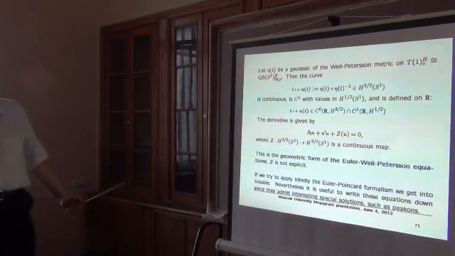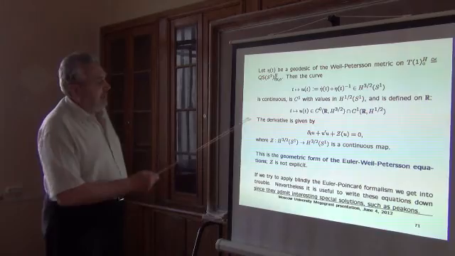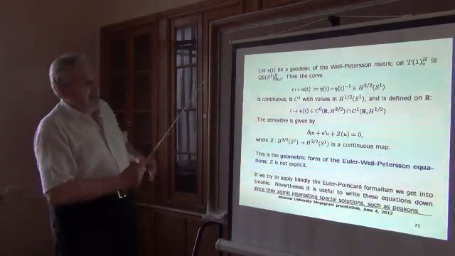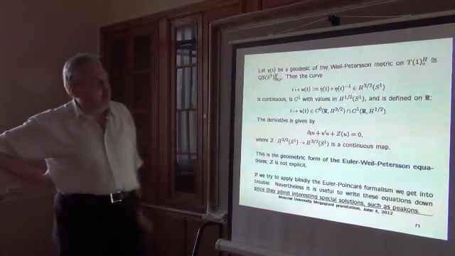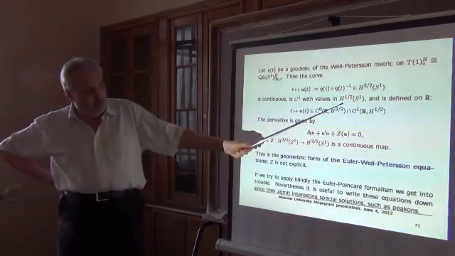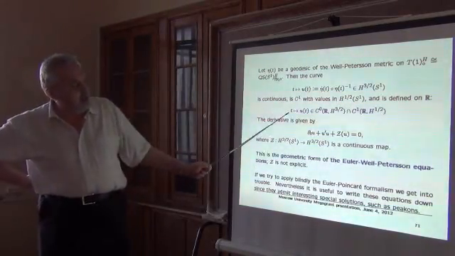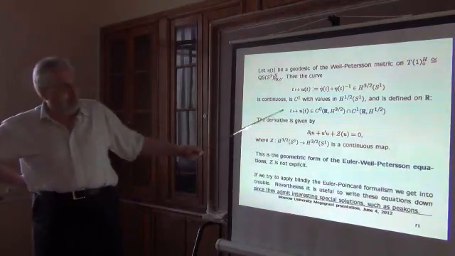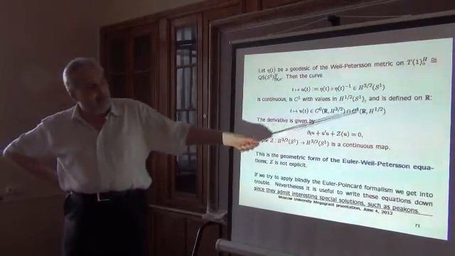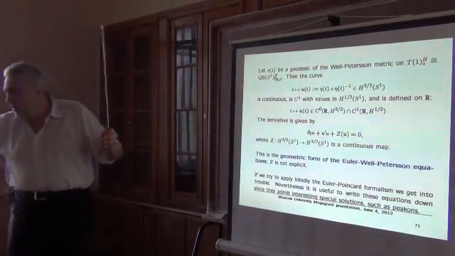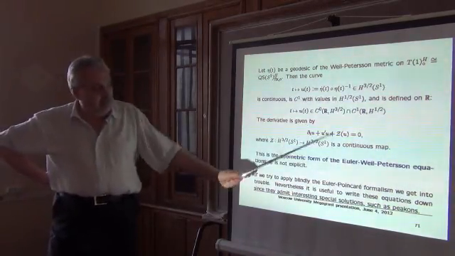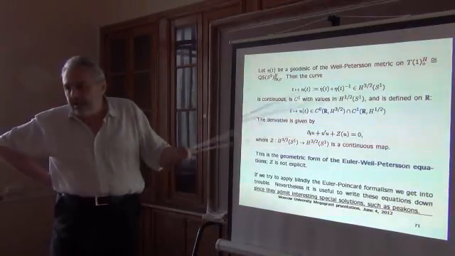So let me tell you what is known. Let eta t be a geodesic of the Weil-Petersson metric on this. Then I have this curve, which has values in H^{3/2}, is continuous, is C^1 with values in H^{1/2}, and is defined on the whole of R. So the way the PDE people like to write, you have a map like this. It's C^0 with values in H^{3/2}, and C^1 with values in H^{1/2}. The derivative is given by, you see the transport here, I mean one dimension, so there is no nabla, is prime.